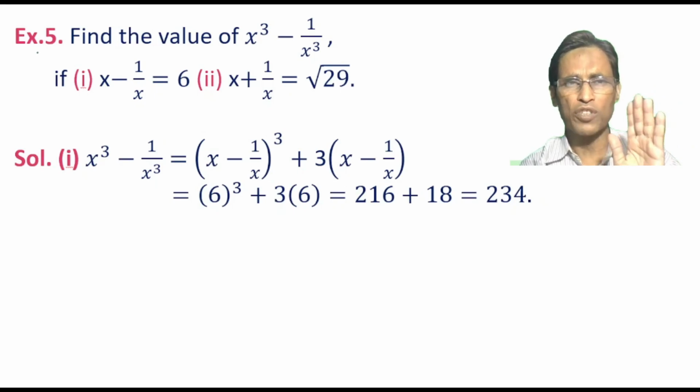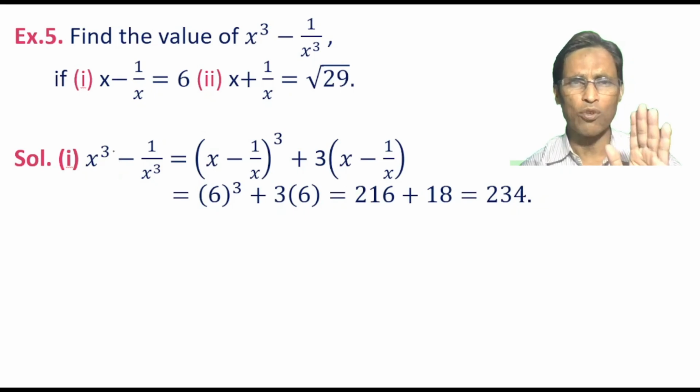Now we take up question number 5. Find the value of x cube minus 1 by x cube. If, in part 1, the condition is x minus 1 by x is equal to 6, and in part 2, the condition is x plus 1 by x is equal to under root 29. So now to find the required value, we take up part 1 first.